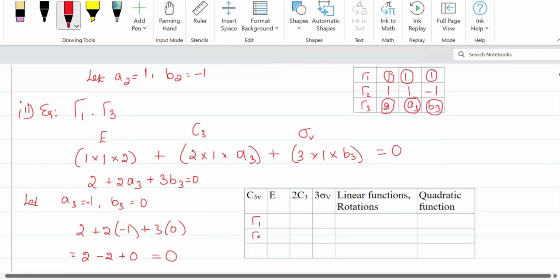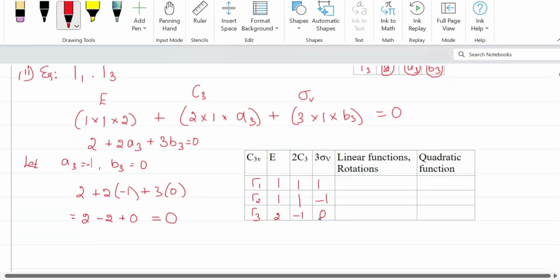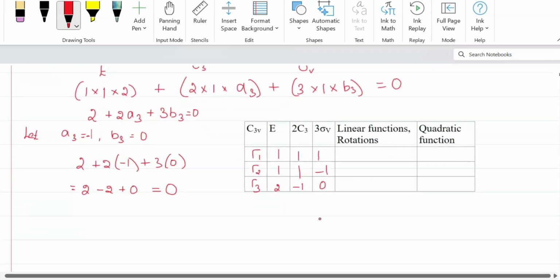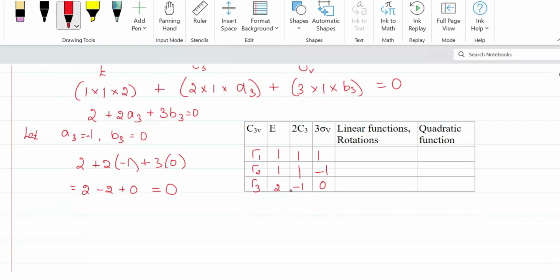So we are going to summarize over here. First irreducible representation, second, third: 1, 1, 2, 1, 1. Then here it is 1, minus 1. Now A3 is minus 1. B3 is what? 0. So this is the character table that we have got using those rules. Using the theorems, we have fixed the characters of the irreducible representations. So what is the next step? We are going to assign.